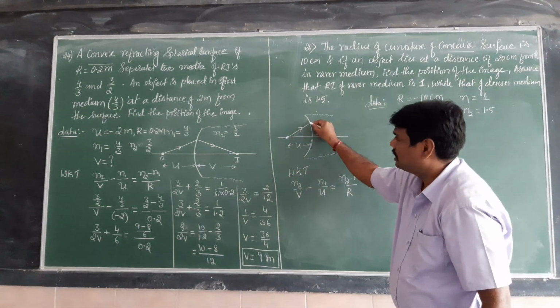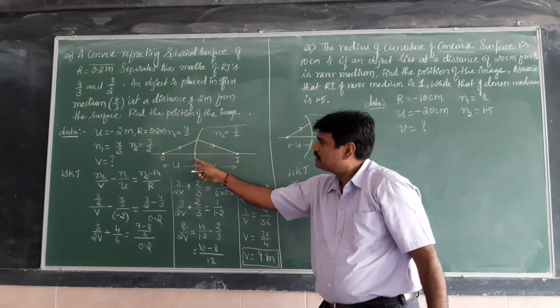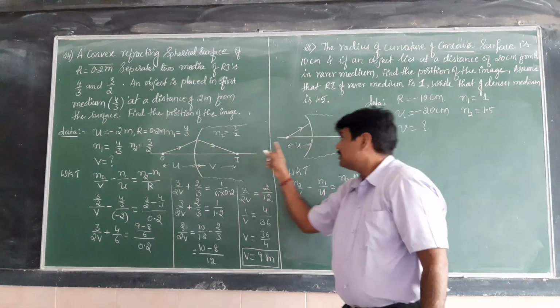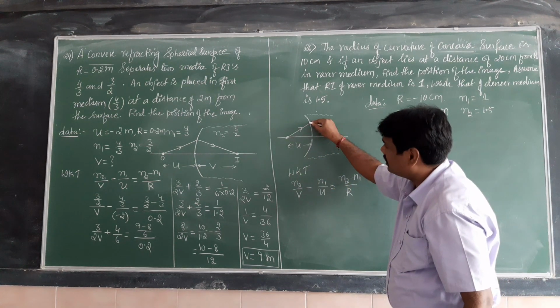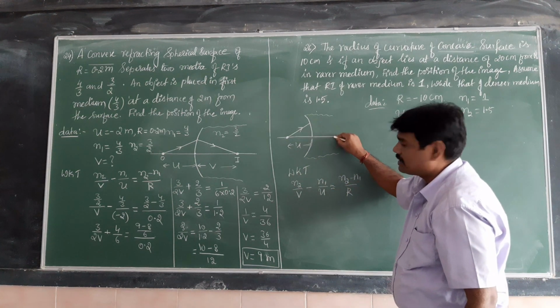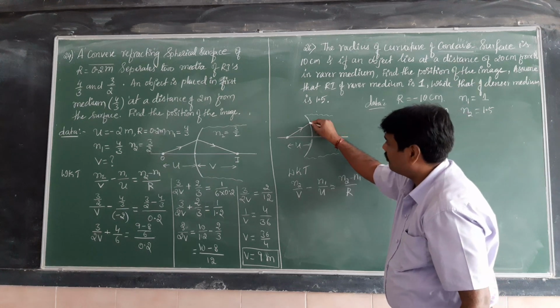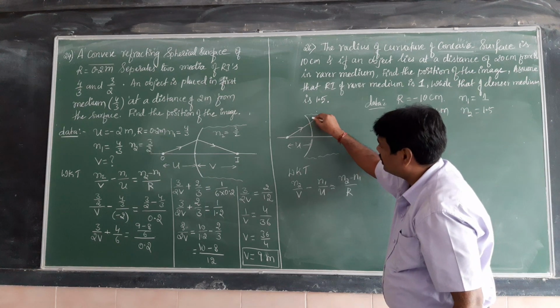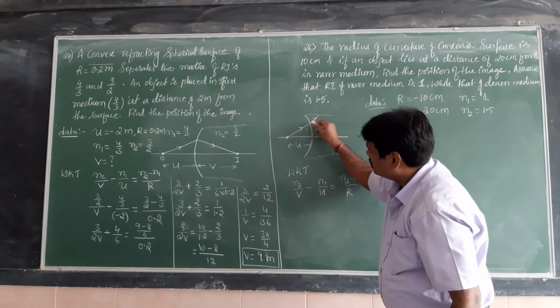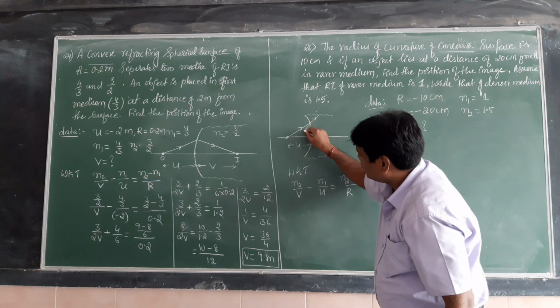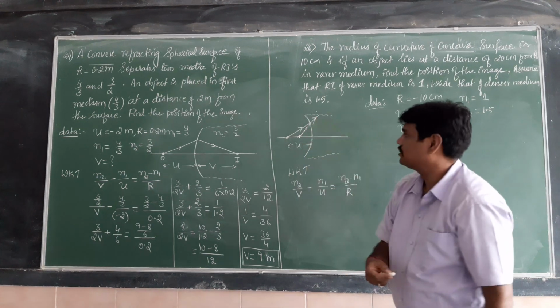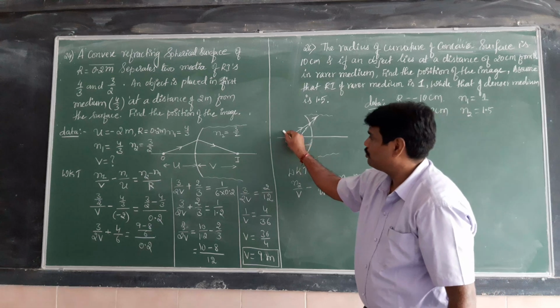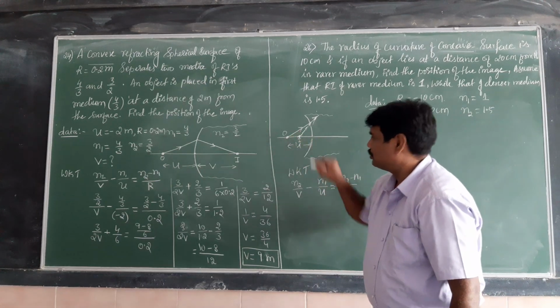Now what happens here? Here it is convex, so it is a converging surface. Since it is concave, it is a diverging surface. Whatever light is incident won't bend towards the principal axis. It bends away from the principal axis. It can travel in this direction. So the refracted rays appear to diverge at this point. This is the direction of refracted ray actually. So this is the object position, this is the image position.